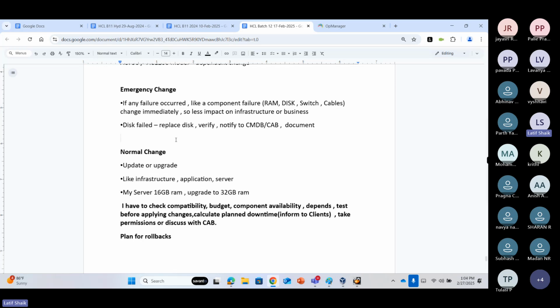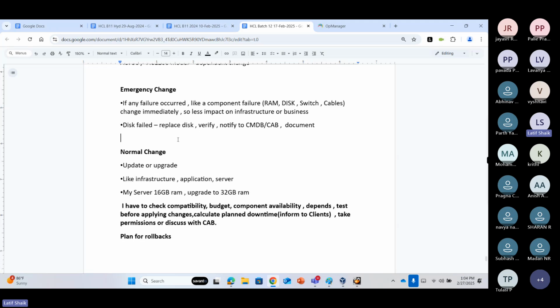And you're not waiting for the approval of the CAB here. You just inform the CAB first, and we do the changes. But after completion of the change, you have to update it to the CMDB and CAB, and you have to document it. What happened, why it is an emergency, what you have done, and what the result is. These are the things about it.